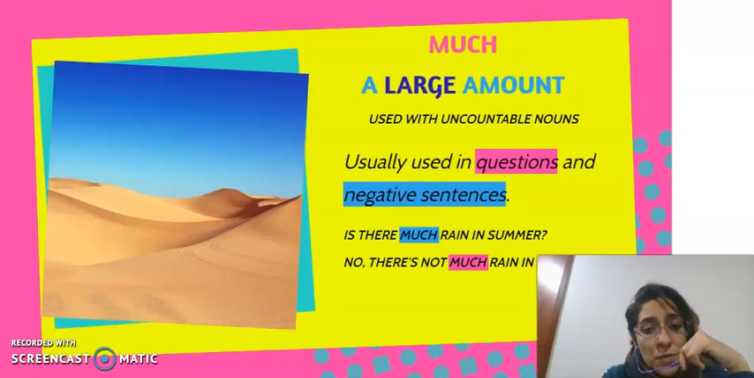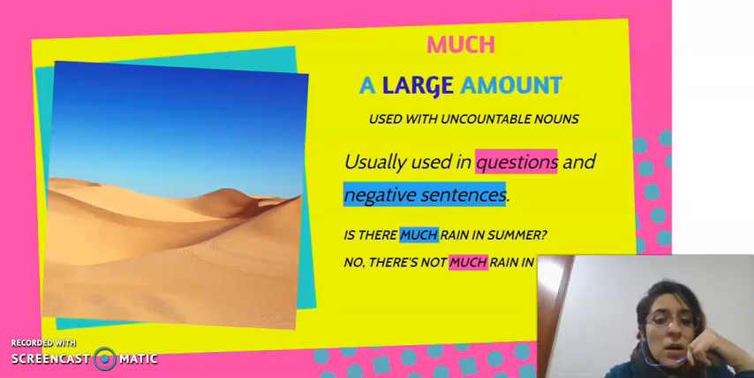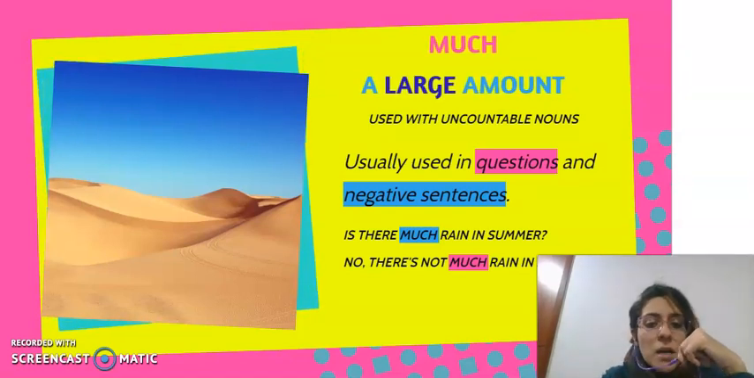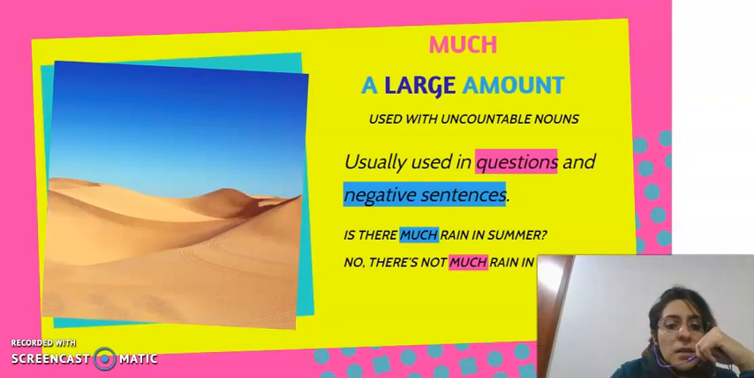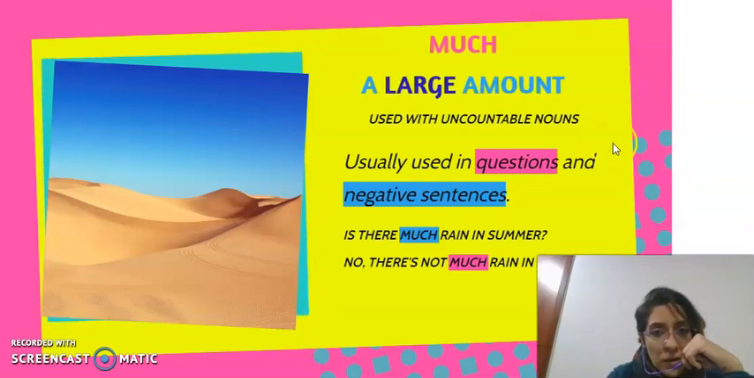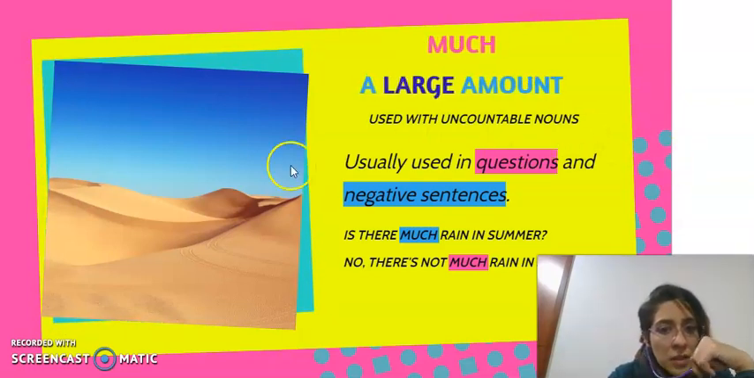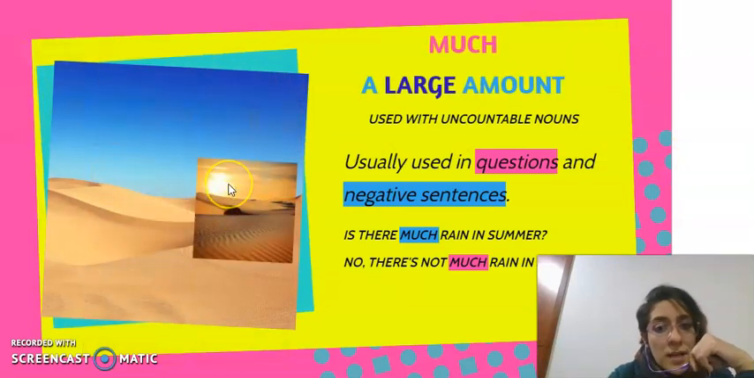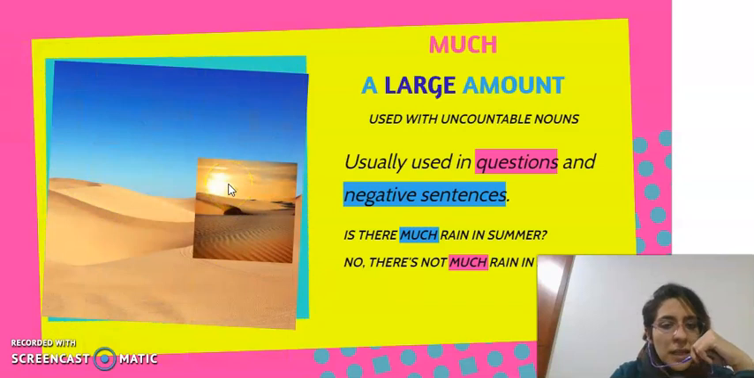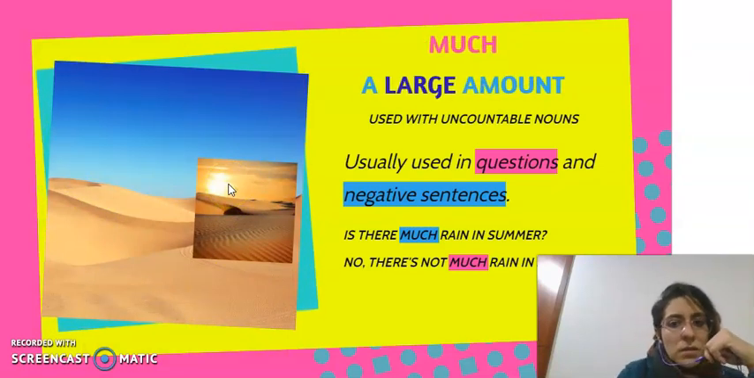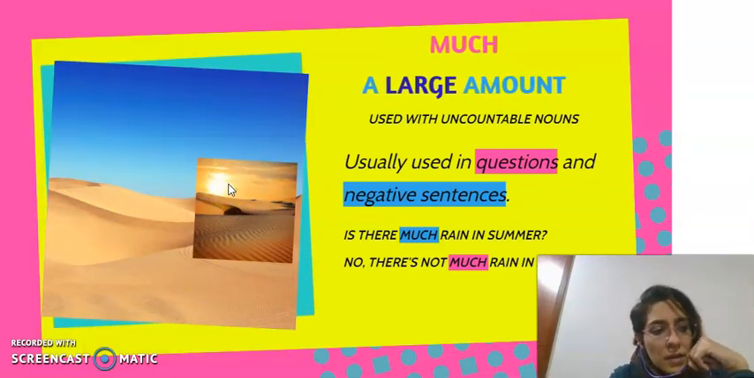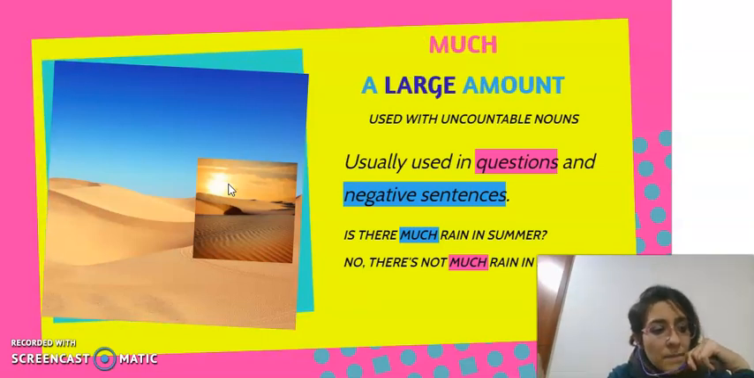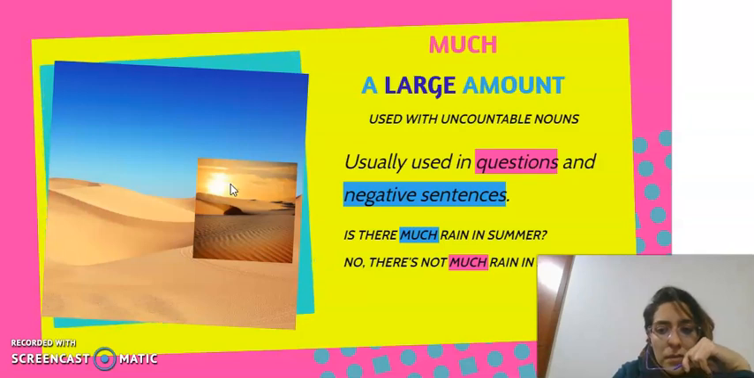Is there much rain in summer? Or no, there is not much rain in summer. We have another example of an uncountable noun, that is sand. Here you can say a lot of sand or something like that, because you couldn't use a plural here. It's not possible to pluralize. We can't pluralize.